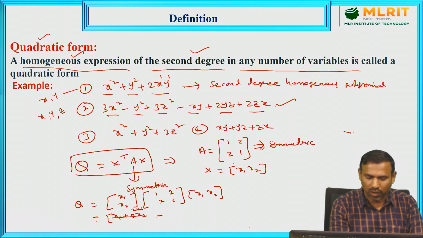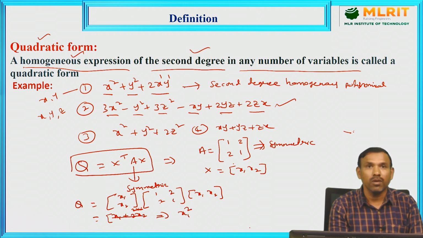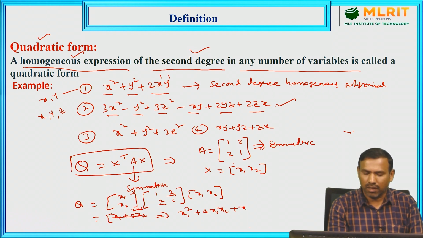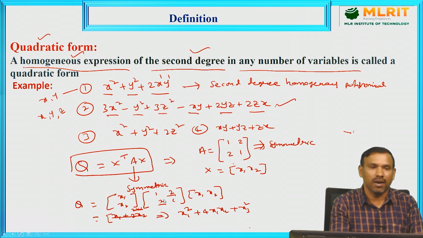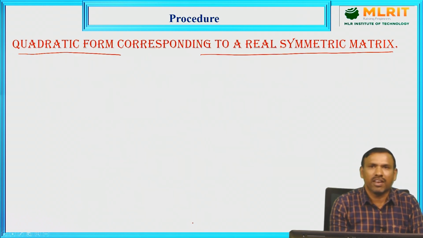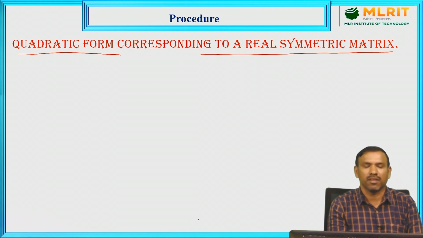Just look at this one. Otherwise you can write x1 into this, x1 square, 1 x1 square, next plus here 2 plus 2, 4 x1 x2, and 1 x1 x2. Otherwise we will write again in another slide clearly. Right, here I will explain how to convert into quadratic form and symmetric form.